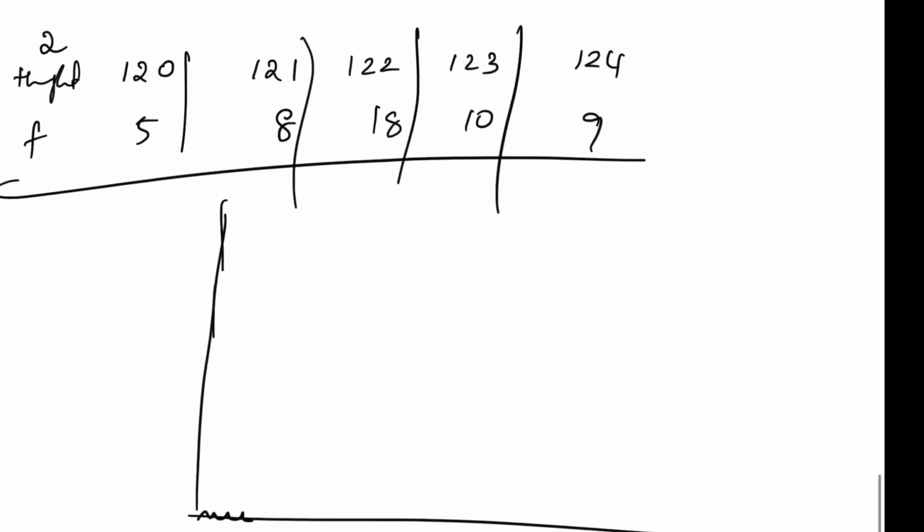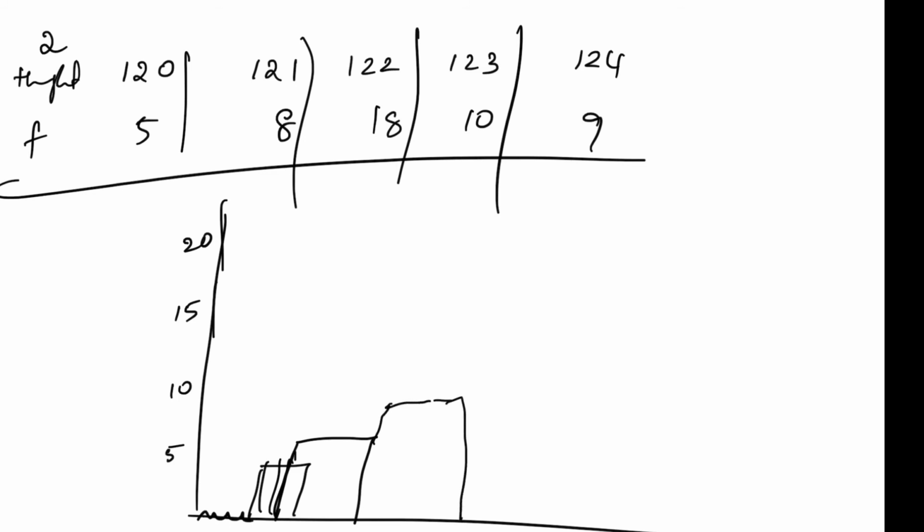And if I have 5, 10, 15, 20, randomly I'm doing. So 120 has 5. This will be my histogram, right? It will go like this. Then 8 means it will be a little more. Then 18 means again it will come somewhere here. Then 9 means it will be somewhere over here, right?